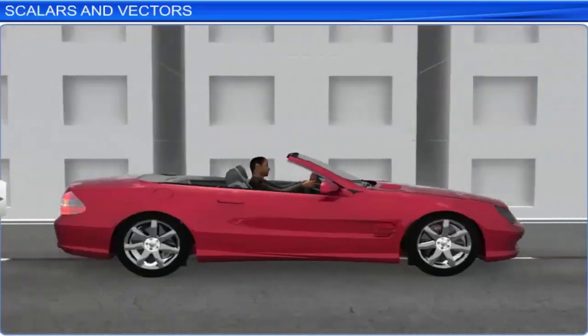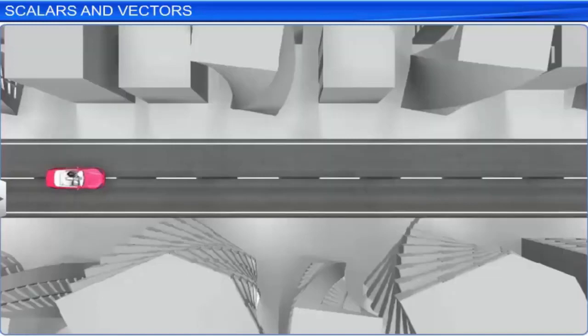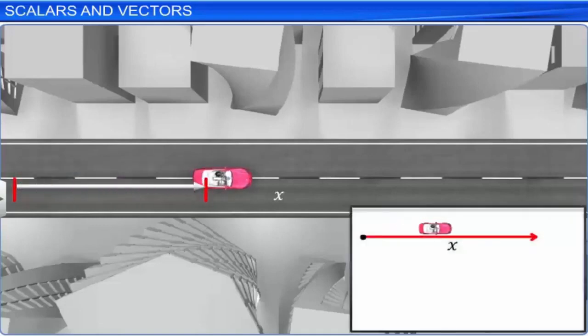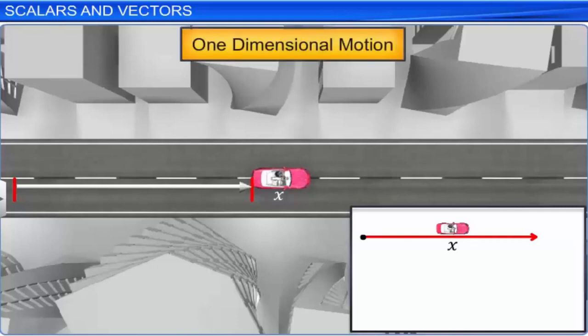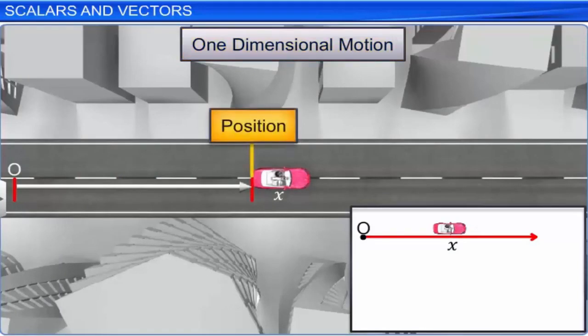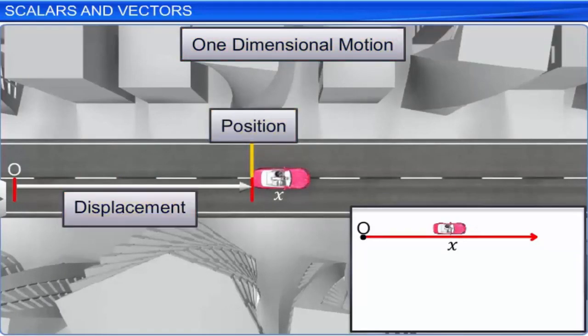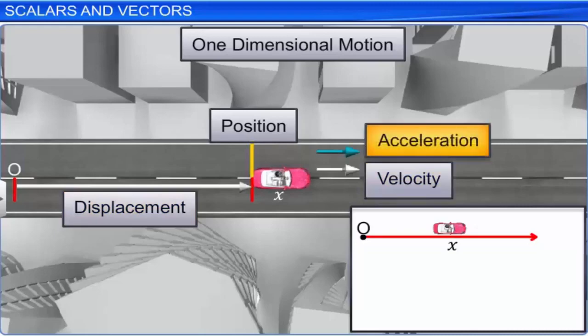Earlier, you learned about the rectilinear motion of bodies. In simple terms, rectilinear motion is a motion that occurs in a straight line. The motion of a body in a straight line is treated as one-dimensional motion. The description of motion of a body involves its position, displacement, velocity, acceleration, and time.